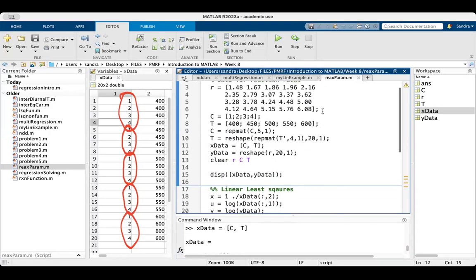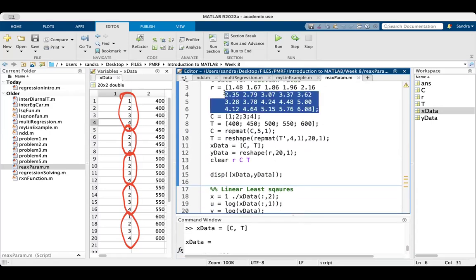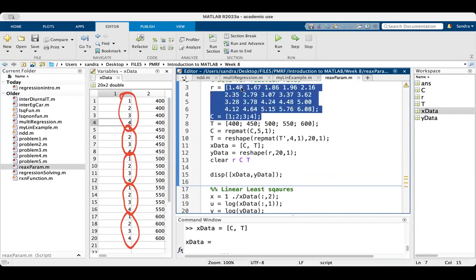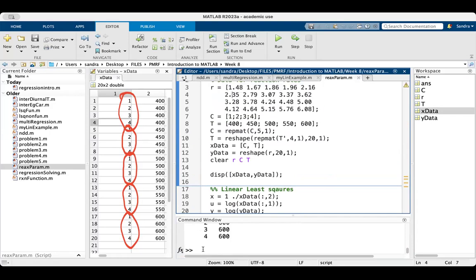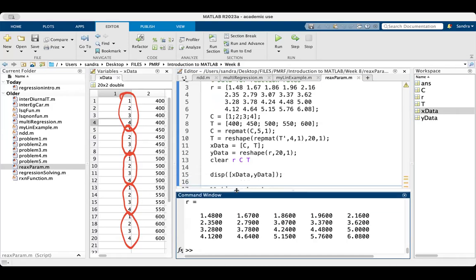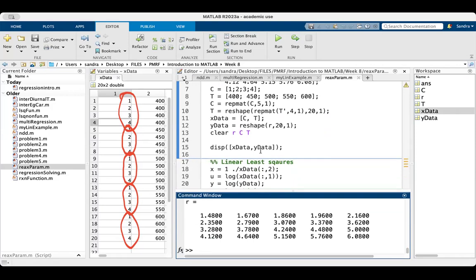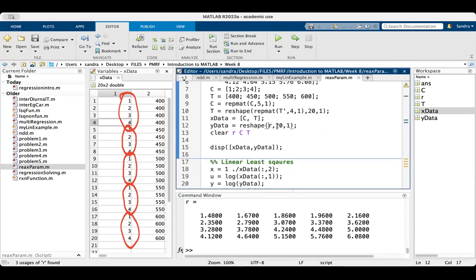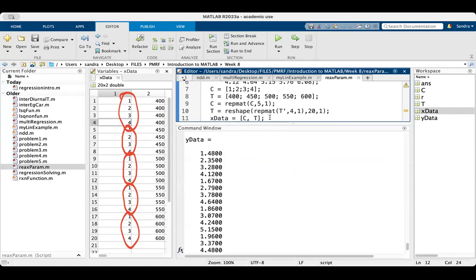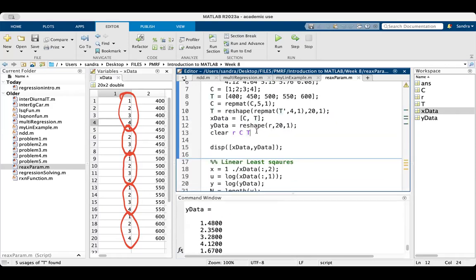Now for the Y data, the R vector is already there. How does R look? Let's see. R is a matrix like this, which I have to reshape again so that it forms a column. So I'm reshaping R to 20 rows, 1 column. Finally I'll get Y data like this. So this is how I reshaped my X and my Y.